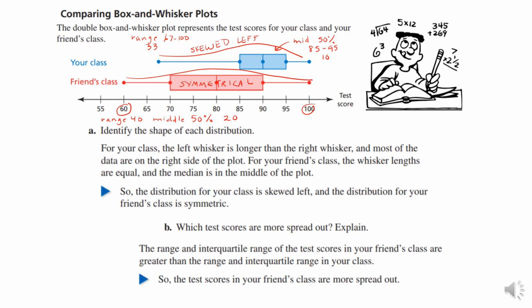Make sure you know what they're asking about. Are they asking about all of the test scores? Then you look at the entire range. If they're talking about the middle 50%, then you look at the IQR, which is quartile 3 minus quartile 1. Or if they're just asking about the higher scores or whatever, you need to make sure you read the questions so you know what you're interpreting.